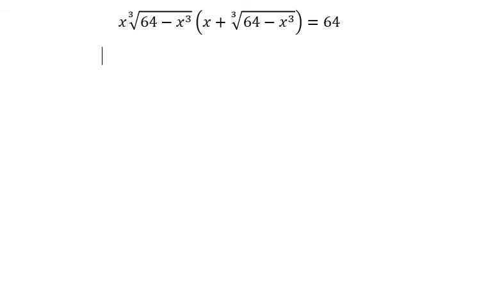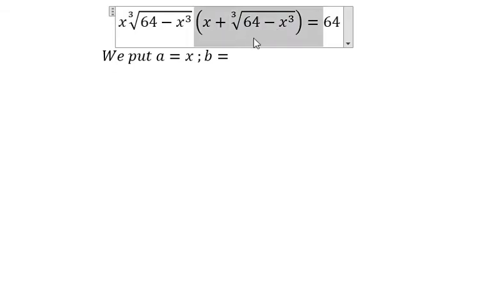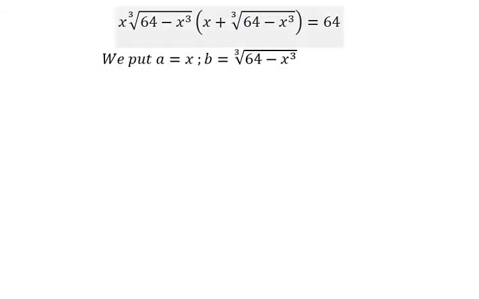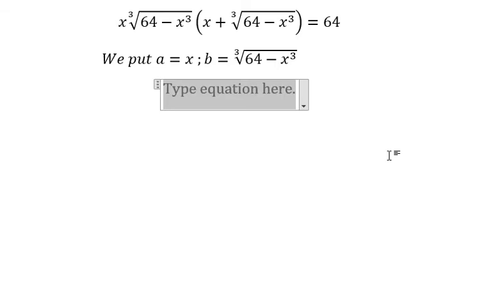We put a equal to s and b equal to the cubic root. So we will get about a multiplied with b, and we have a plus b equal to 64.